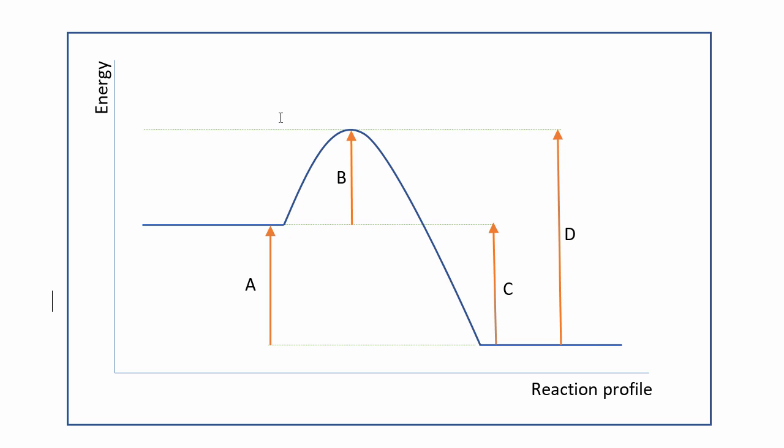Now, the size of the energy barrier, the magnitude of B, will determine the rate of the reaction. The higher the energy barrier, the activation energy, the slower the reaction will be. So you can see in this exothermic example that the rate of the reverse reaction is much slower than the rate of the forward reaction. Now, this reaction is very simple. There are no steps involved. It's a one-step reaction from the reactants to the products.